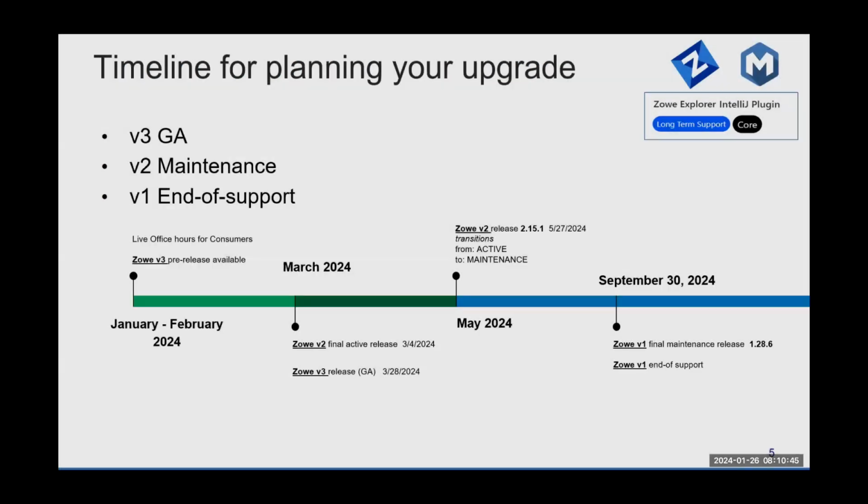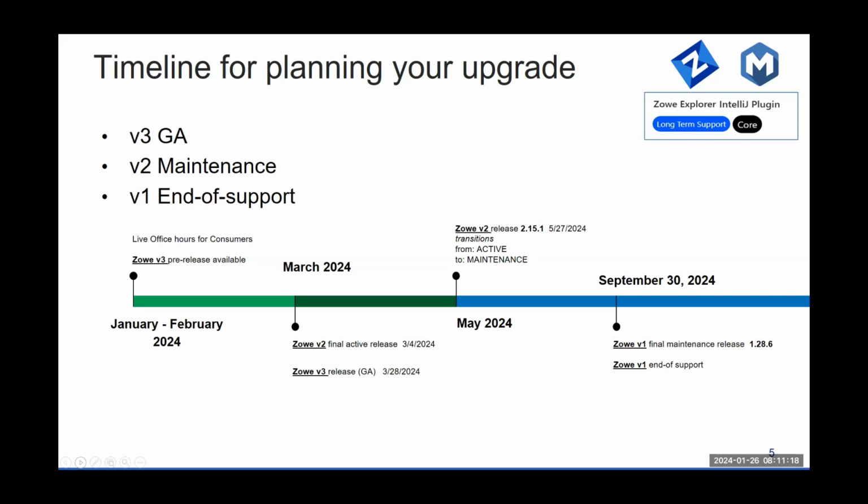Okay, and then one more slide before I turn it over to Vladislav. Just a visual look at what the release timelines look like. So here we are in January, February, where we're offering an opportunity for you to test some of the Zowe technology in advance. We have pre-releases available. That information, again, is at our vNext page. We're recording these office hours for consumers.